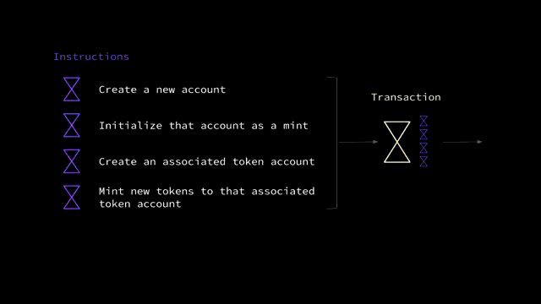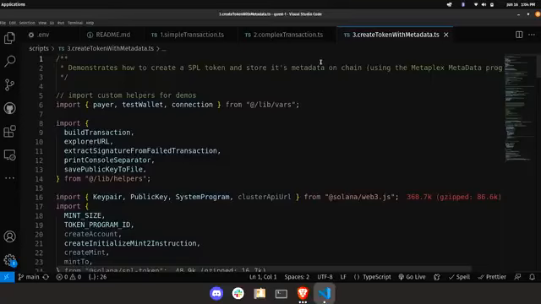And all of this can actually be done with a single transaction on the Solana blockchain, which is really cool because of the composability that the Solana blockchain has. It means you don't actually need to deploy a new program in order to create tokens or SPL tokens. So that's really cool. So let's go ahead and go through that process now.